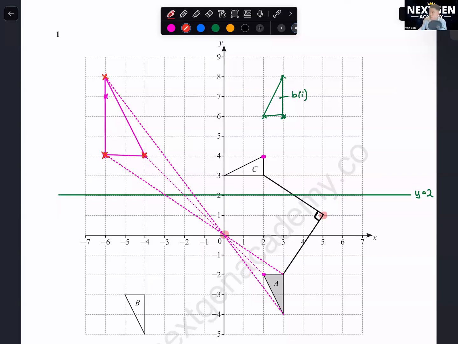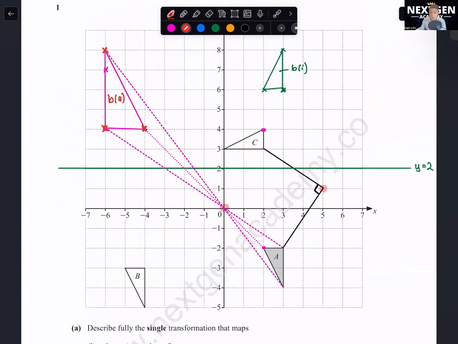Okay, so this is for question B2. Okay, all good? If the scale factor is -2, that means the enlargement is 4? No, it's 2. It's 2, but then on the opposite side.